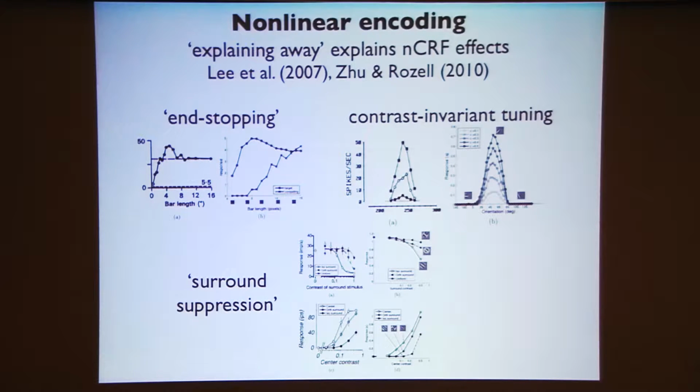Also this phenomenon of contrast invariant orientation tuning, where neurons basically maintain the narrowness of their tuning despite changes in gain. That's another phenomenon that you see emerge from explaining away in sparse coding, and then also this phenomenon of surround suppression. So they have a really nice paper coming out of that, which should be coming out soon, but it was presented at Cosyne a while back.